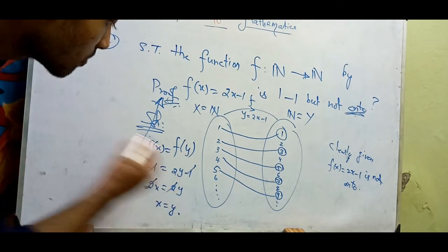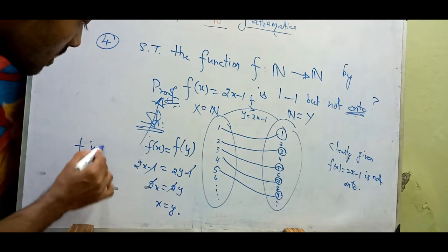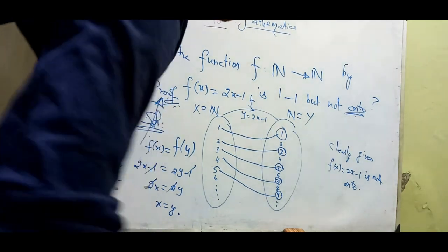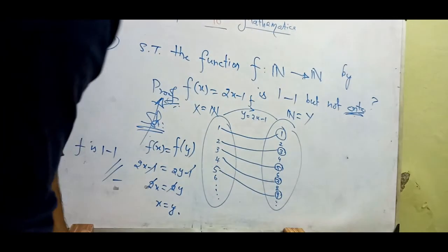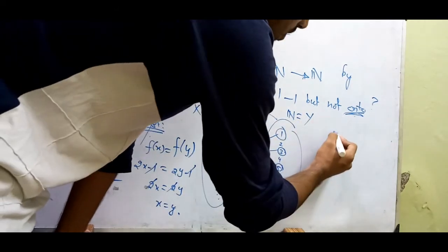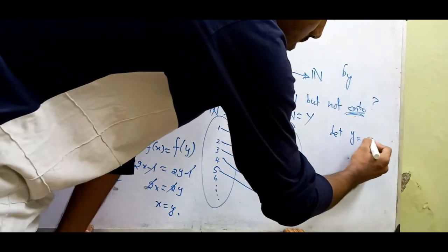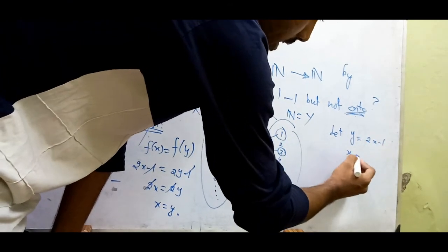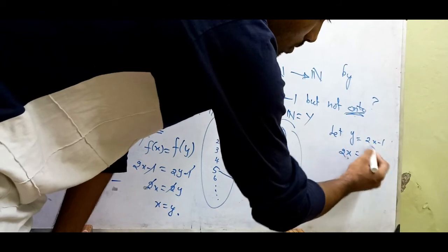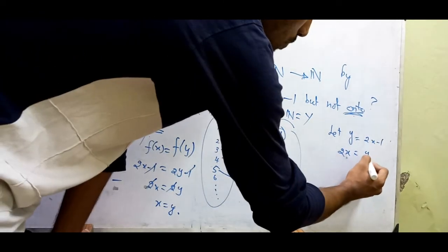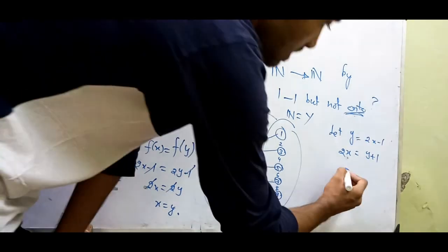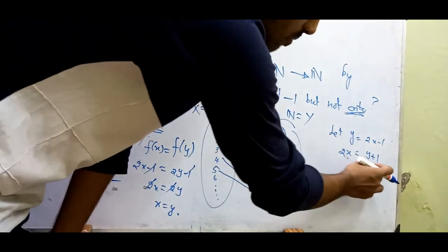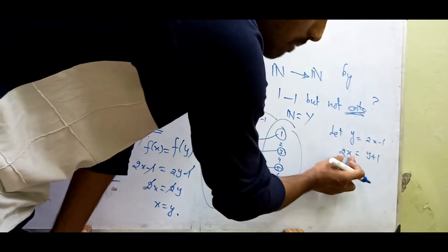So clearly the given function f is 1-1. Okay, we can show that f is 1-1. If you really want to show f is not onto, you have to change the variable. For that I am using let y equal to 2x minus 1, and change it in terms of x. So 2x is equal to y plus 1, taking minus 1 to the left-hand side, it becomes y plus 1, and 2x will remain there itself.